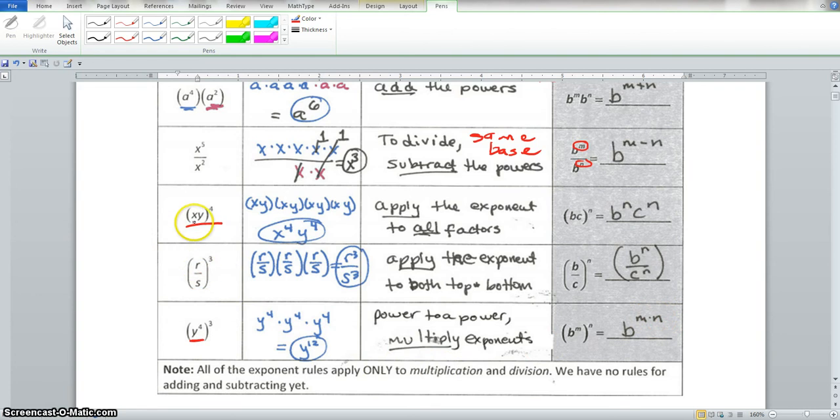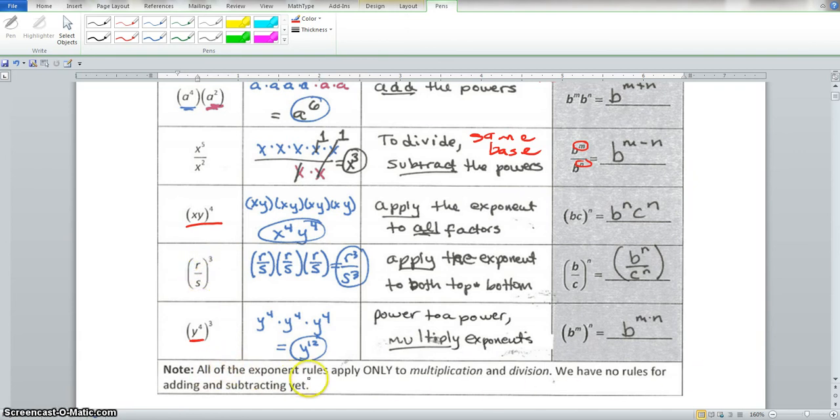Now, with these problems here, just to keep this mathematically correct, remember when you don't see an exponent, that exponent is assumed to be 1. So this is really x to the 1st and y to the 1st. And we know 1 times 4 is 4, and 1 times 4 is 4. That's how we get x to the 4th, y to the 4th. And the same for this fraction here.